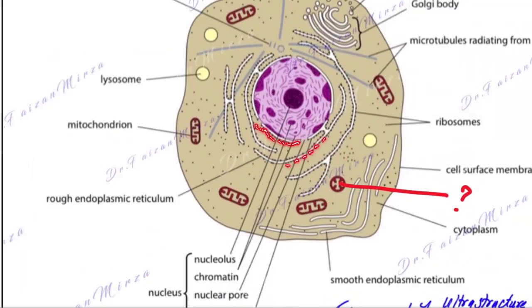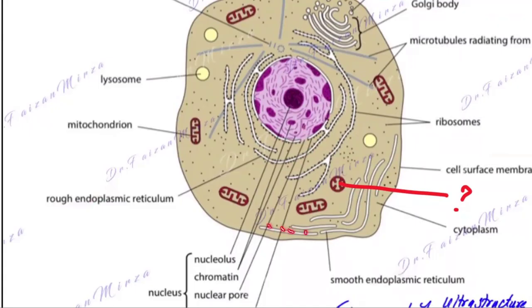The ribosomes are produced inside the nucleolus. So the nucleolus produces ribosomes using its own DNA. Once the ribosomes have been produced, they start to move out of the nuclear pore and attach to the nuclear envelope on the outer surface, and then they become part of the rough endoplasmic reticulum, where they can carry out protein synthesis.